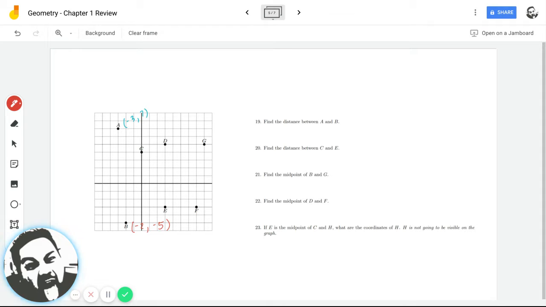The next thing we want to do is use the distance formula, because it is a slanted line. They're not on top of each other. Sorry, I didn't mean to say the word perpendicular. We're going to have to use the distance formula.